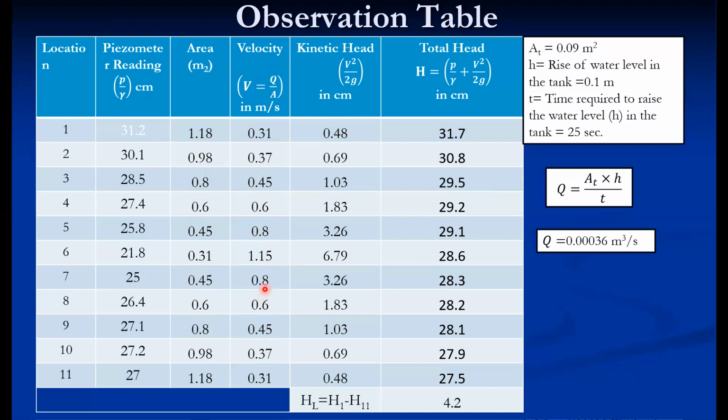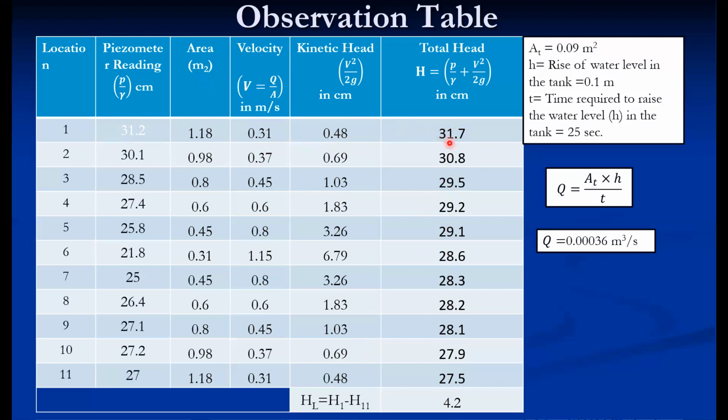Then the corresponding kinetic head is obtained by using this formula, that is V squared by 2g. So these are the kinetic heads at the respective sections. A similar trend is there for the kinetic head as well. And the total head is the addition of the piezometric head and the kinetic head, the addition of these two, columns 2 and 5. So these are the total heads at the respective sections.